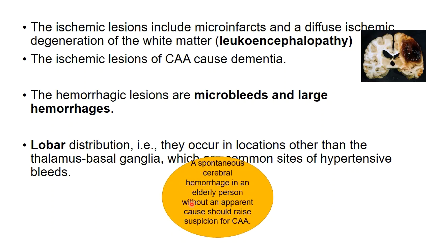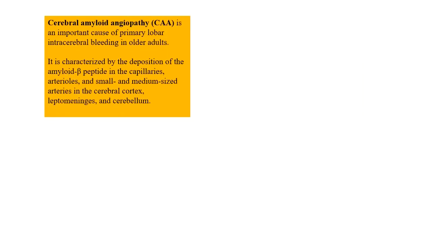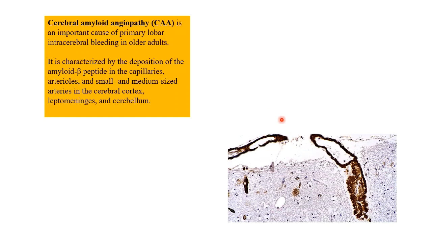A spontaneous cerebral hemorrhage in an elderly patient without an apparent cause should raise the suspicion of a cerebral amyloid angiopathy. So that is very, very important, right? So an elderly patient who is non-hypertensive and there is a spontaneous cerebral hemorrhage happening, think about CAA, that is cerebral amyloid angiopathies. This cerebral amyloid angiopathy is characteristically lobar in distribution and does not affect the basal ganglia or thalamus. It is characterized by deposition of A-beta amyloid protein in the small or medium-sized arteries in the cerebral cortex, leptomeninges, and even in the cerebellum.